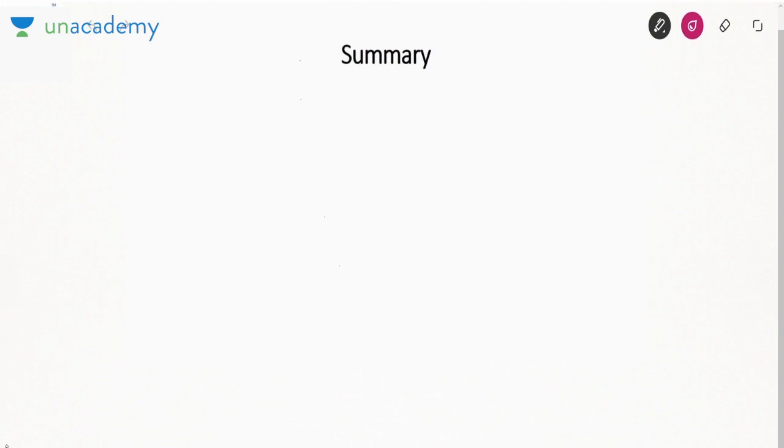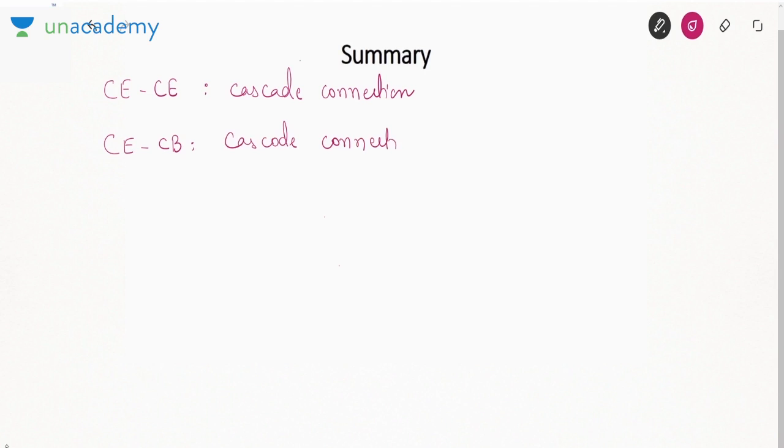So if we summarize what we have covered in this lecture, we have first studied common emitter, which we call the cascade connection. I told you how to find the voltage gain here. Then the most important thing that we have studied in this video is the cascode connection. I have told you how to derive the Q point.